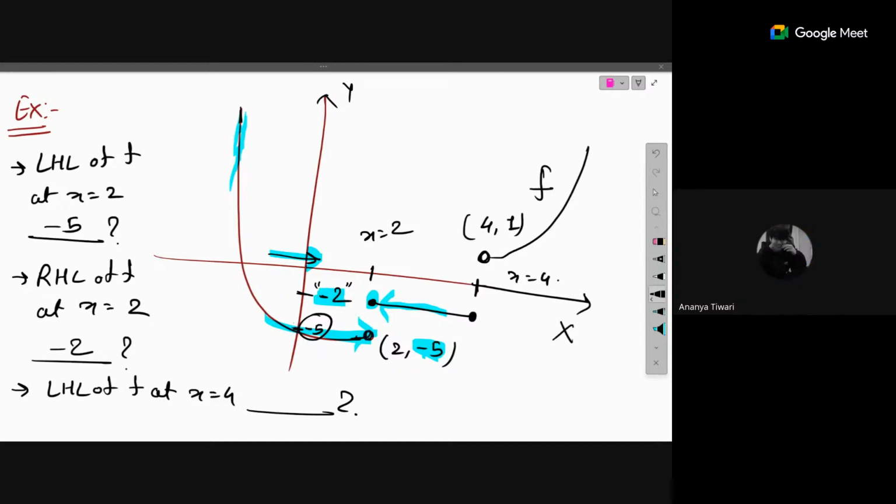It's 1, ma'am. Left hand limit, I think -2, ma'am. -5. Left hand, -2, I think.